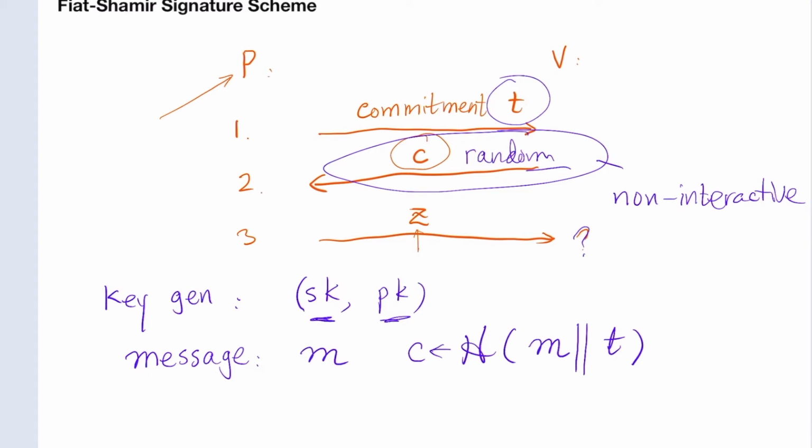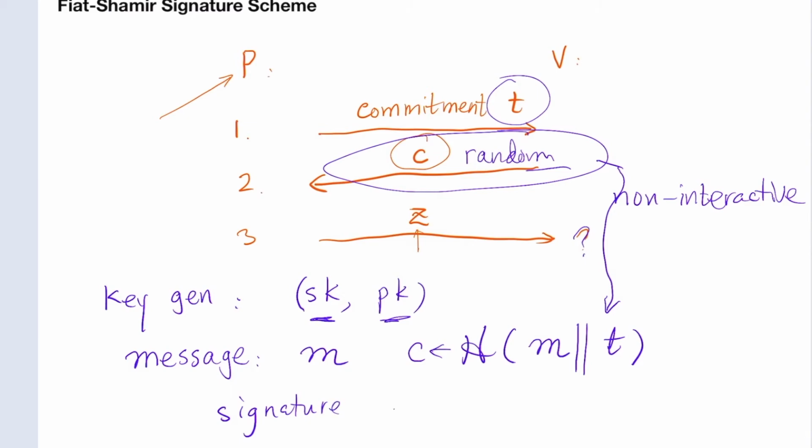The only thing that we change is in the second step, to make this non-interactive. So instead of randomly generating a C, a challenge, we're going to use the hash function on the input message and the commitment message that the prover produced in the first step. That's pretty much it.